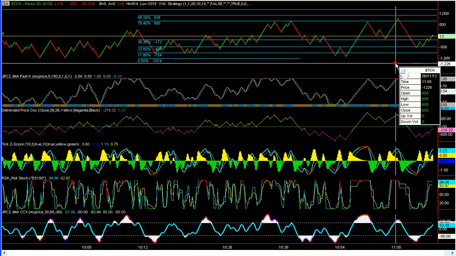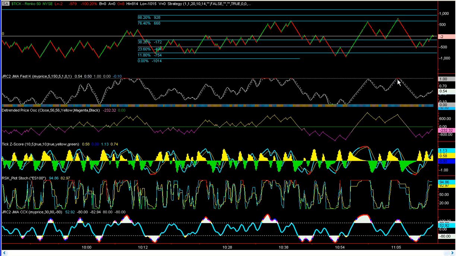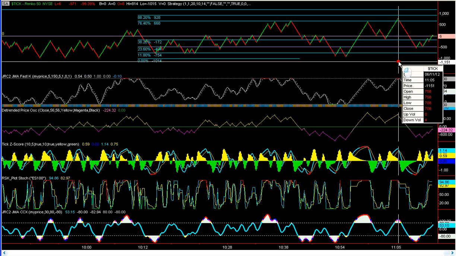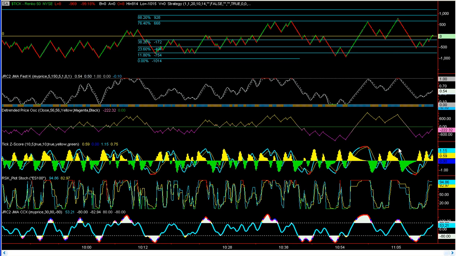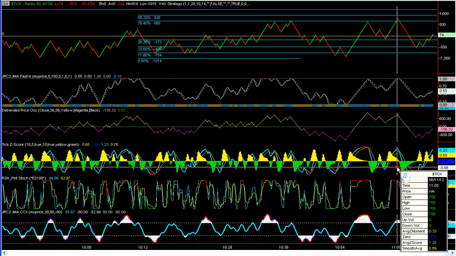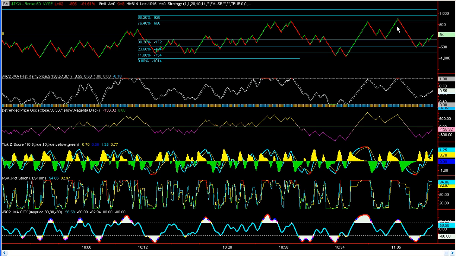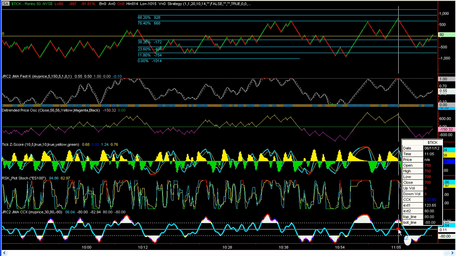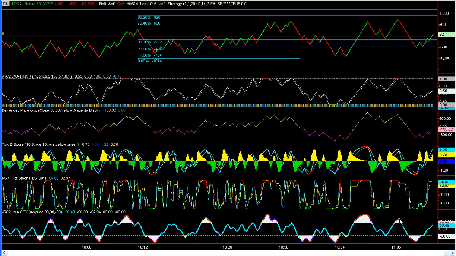Now we had another opportunity for a short right in here. Overextended, Z-score didn't quite make it, but there is a divergence here in a manner of speaking, because when you compare this high, where the Z-score is overextended, to this high, we got a lower high on the Z-score, but a higher high on the reading of the tick. And you've also got a nice divergence here, comparing these two.